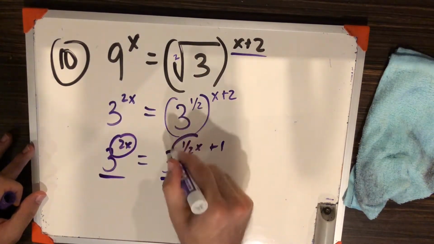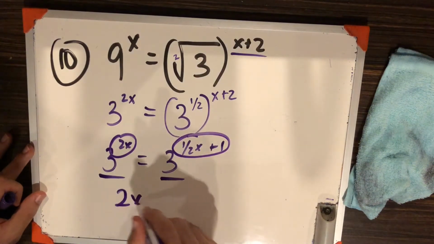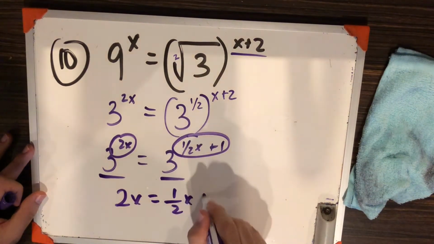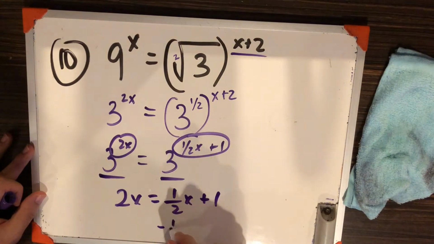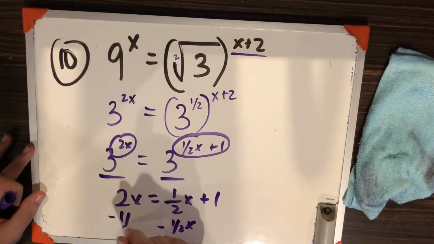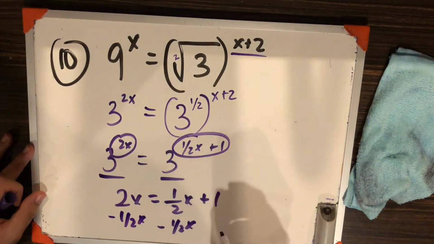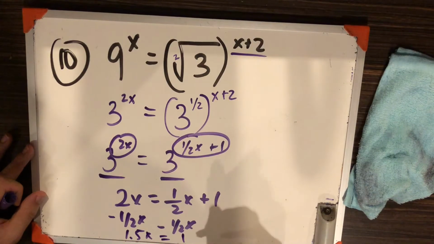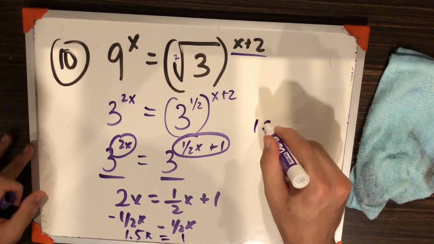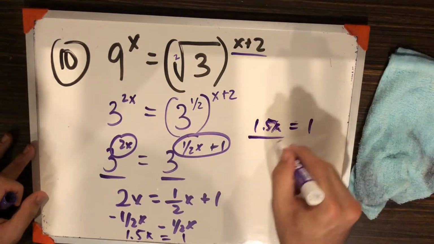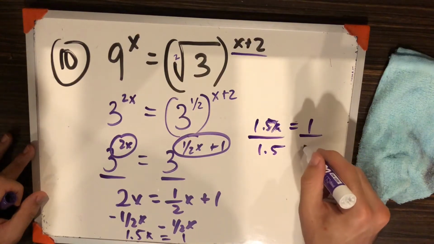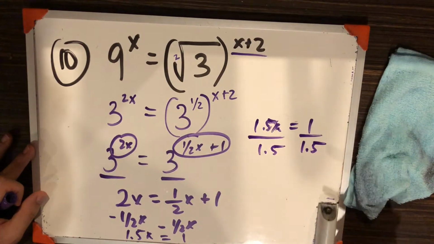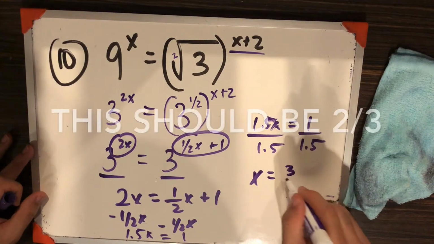We can set these equal to each other. 2x is equal to 1/2 x plus 1, minus 1/2 x, minus 1/2 x. That's going to turn out to be 1.5x is equal to 1. Divide by 1.5, divide by 1.5. Okay, 3 over 2.